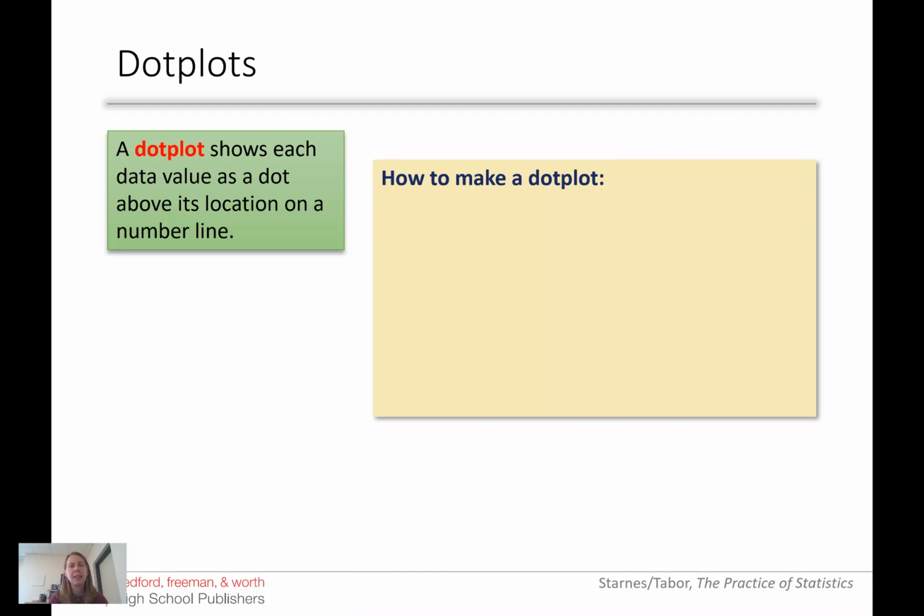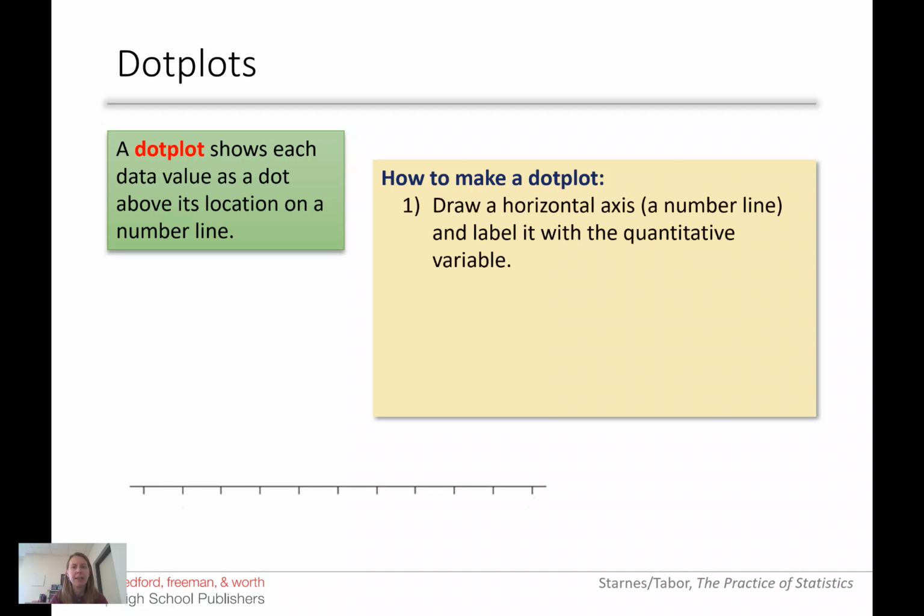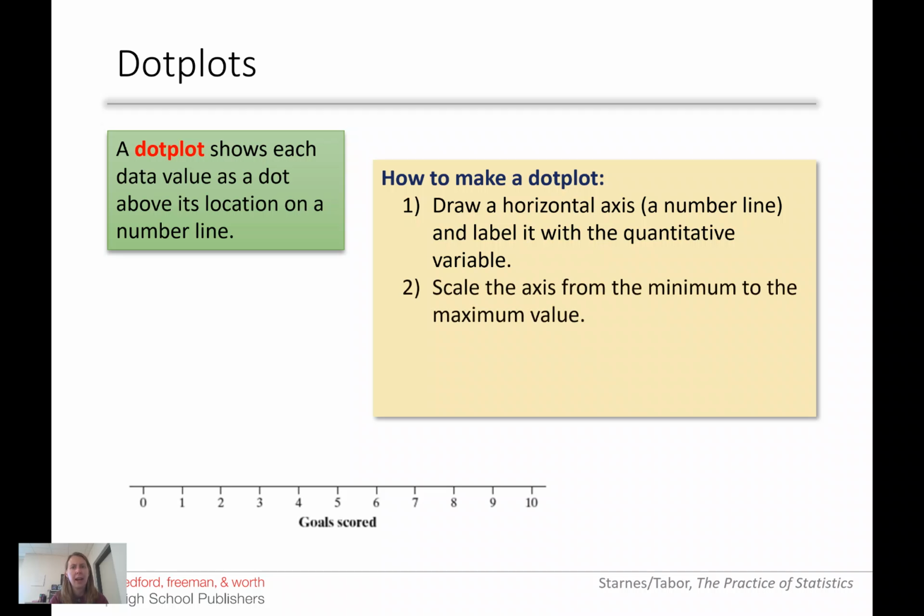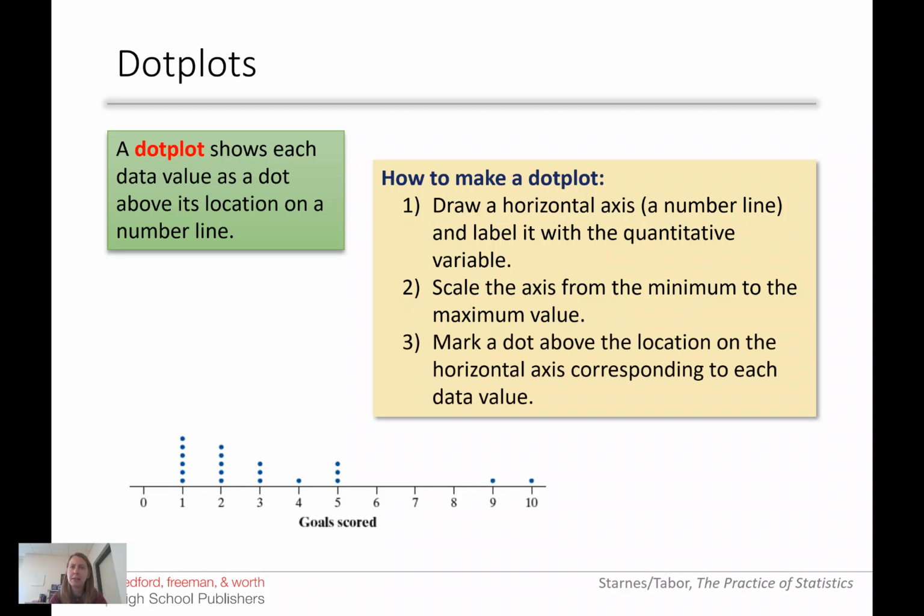So one of the nice ways to just get a quick look at what a distribution looks like is a dot plot. All a dot plot is, you have your number line on your horizontal axis, make sure you label it, and then you put dots, thus the name dot plot, wherever you have a piece of data. And it gives you a nice overall look of what the data looks like. For example, in this scenario of goals scored, you can see it's clustered around 1 to 5, and there's a couple out there on the ends, the 9 and 10.